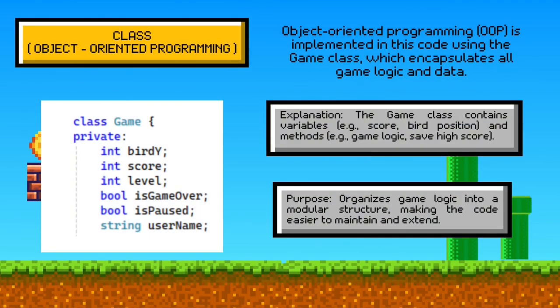Object-oriented programming is utilized in the implementation of the game class, which encapsulates all the game logic and data to make the code more organized and manageable. The class includes private variables such as bird y, score, level, is game over, and is paused to store the essential game states. While the username variable personalizes the experience by taking the player name. By centralizing game logic within the class, the structure is simplified, enhancing the modularity of the game features.